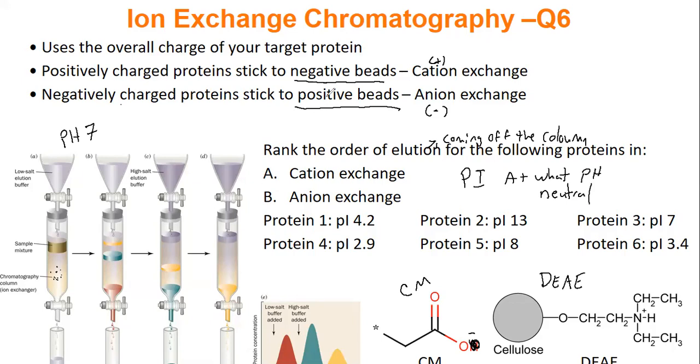And if you're not sure, go back to your amino acid chart that has the PIs and look at, okay, what is the PI of a negative amino acid? What is the PI of a positive amino acid? And that should help you determine the overall charge of these proteins.